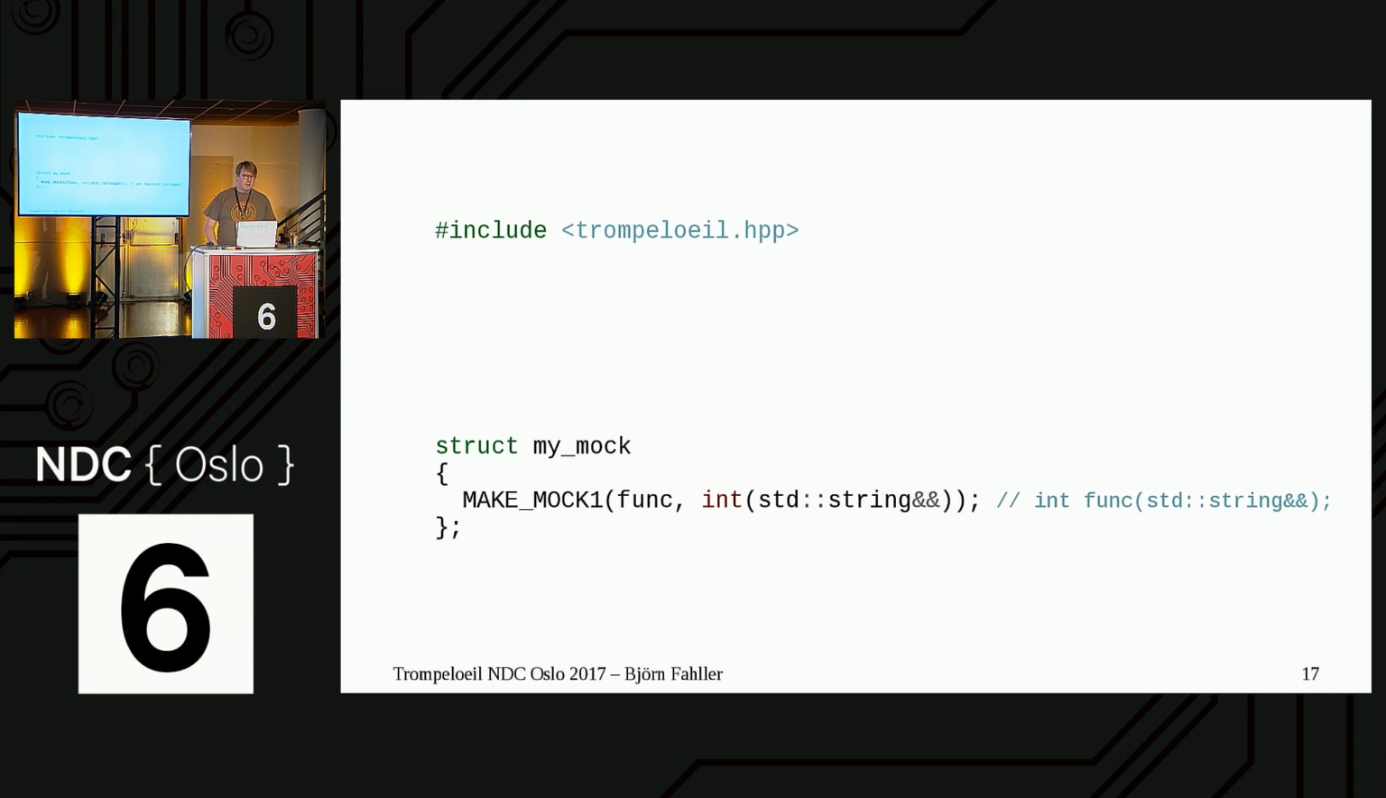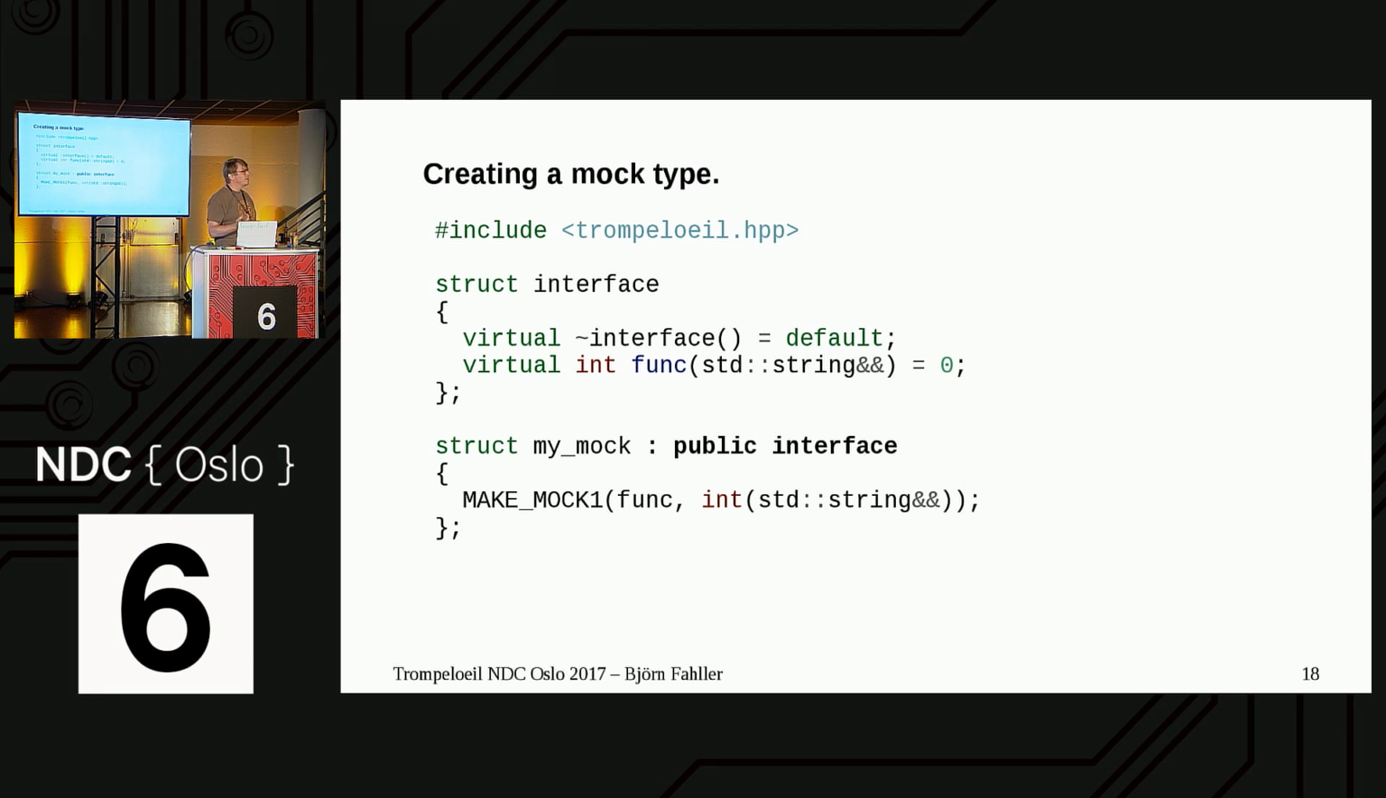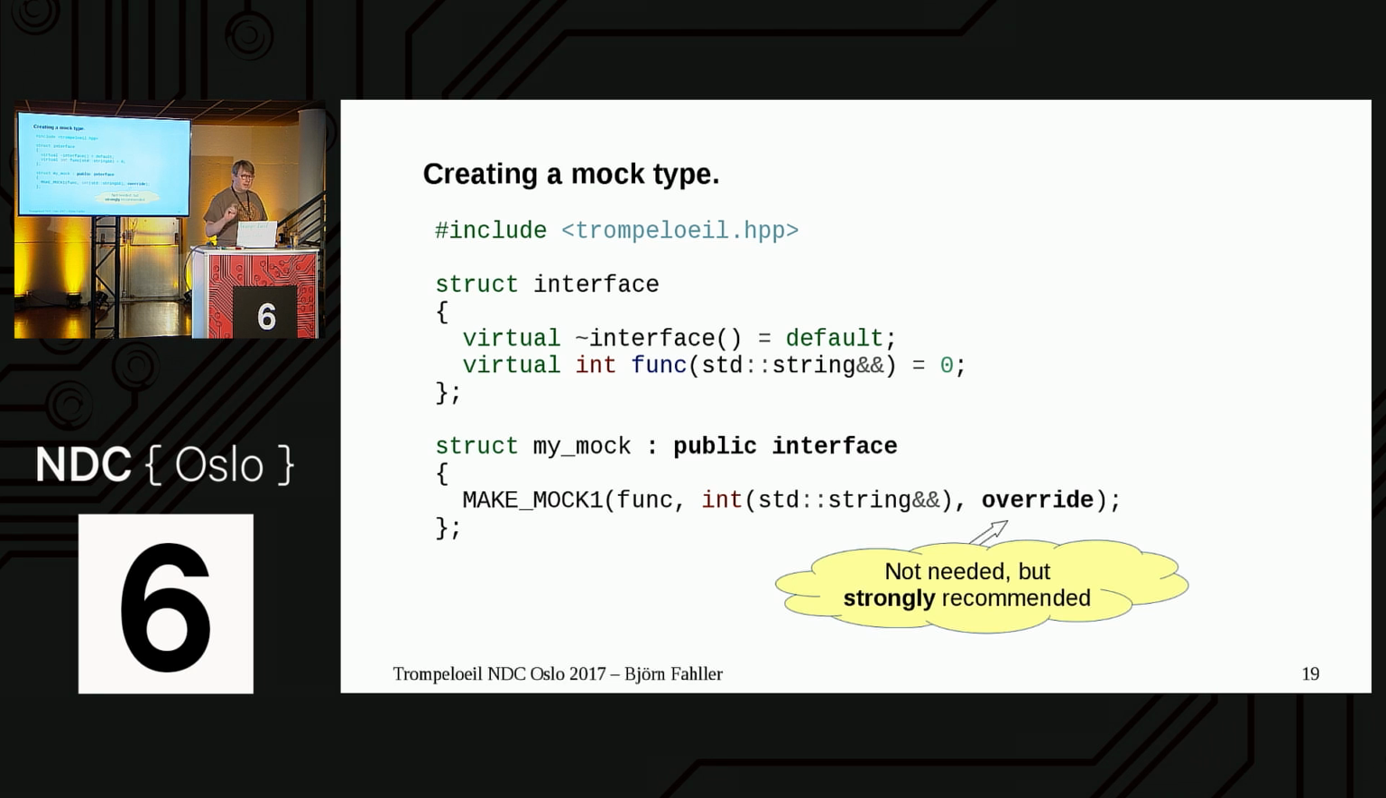Back to this. One very commonly seen idiom in writing tests with mocks is that you implement to an interface, a pure abstract base class. This, of course, works well. It's not by any means required. I will show that later on. But when you do, please add override. It will save you a lot of headache.